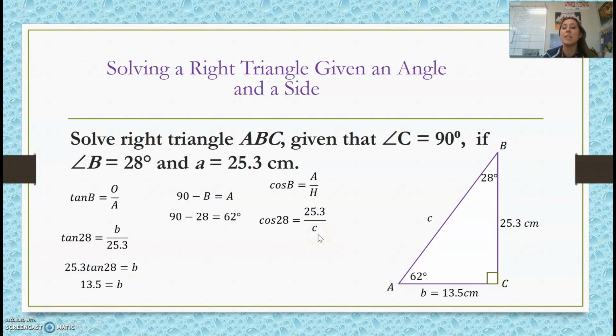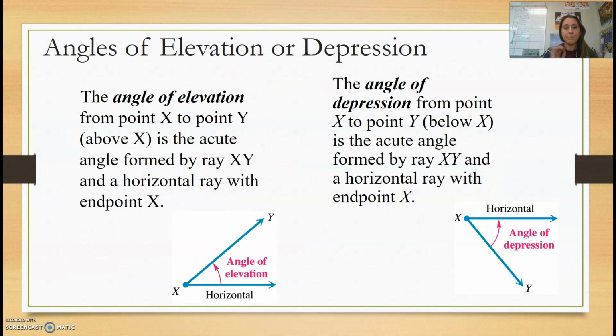So what I'm going to do is multiply by C on both sides to get it out of the denominator. And now I need to divide, because I want my C by itself, by cosine 28 on both sides. So I end up with C is equal to 25.3 over cosine of 28. When I plug that into my calculator, I get 28.7. So then I've got that C equals 28.7 centimeters. Now my entire triangle is solved. I know all the different missing pieces. Okay.